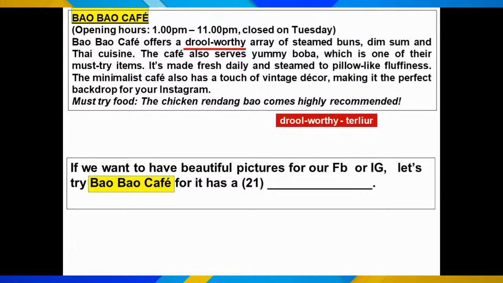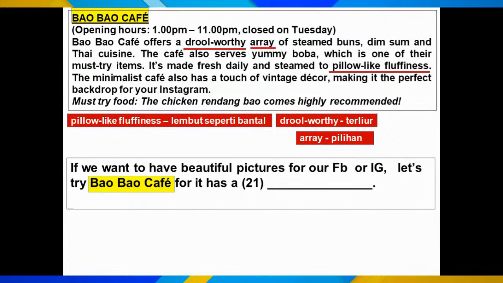Okay, perhaps another word you are not sure of is array. So array means pilihan. So you imagine when you enter, there are many choices of steamed buns, dim sum. Anyone like dim sum? And Thai cuisine. What else? I know boba. Boba everyone already knows, right? Maybe perhaps this one, pillow-like fluffiness. You imagine the steamed bun, steamed to pillow-like fluffiness. Fluffy means soft, soft like a pillow. That's the simile.